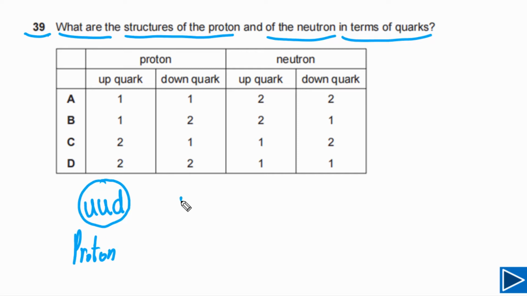And the quark composition of a neutron is: a neutron consists of 1 up quark and 2 down quarks. So this is the quark composition of the neutron. So simply we can write down this one is neutron.